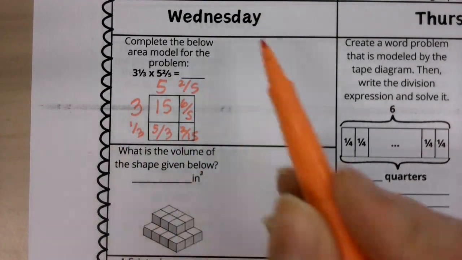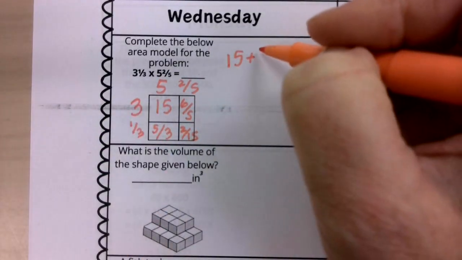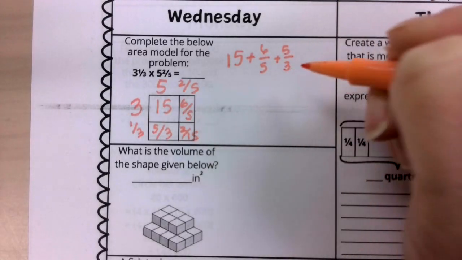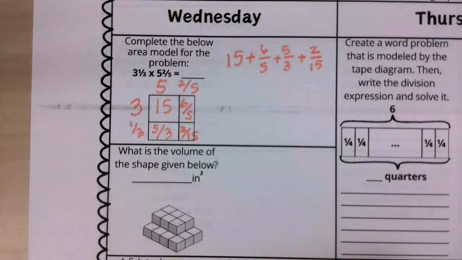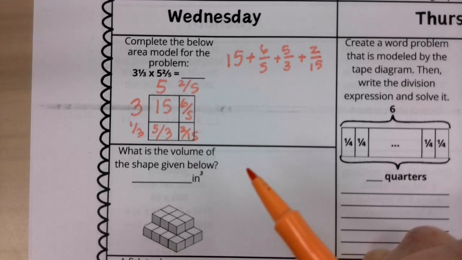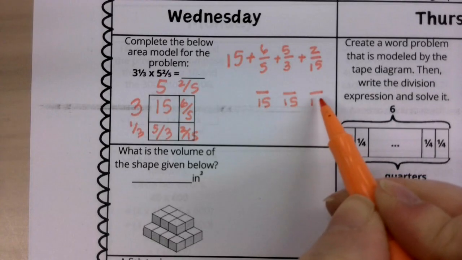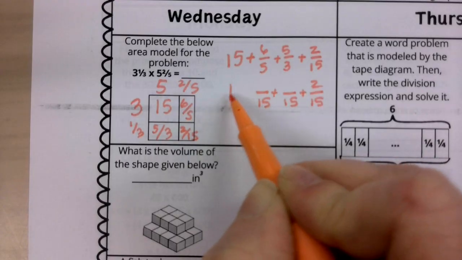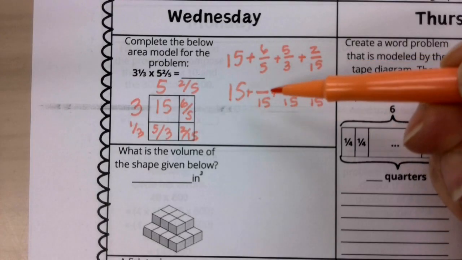So the next thing that we need to do is combine these values. So I'm going to write them here. I have 15 plus 6/5 plus 5/3 plus 2/15, right? Well, the first thing I need to do is convert these fractions to an equivalent value that has a denominator of 15. This one is already there. It's already 2/15. Now I need to ask myself, if I have 6/5 here, what would that be over 15?